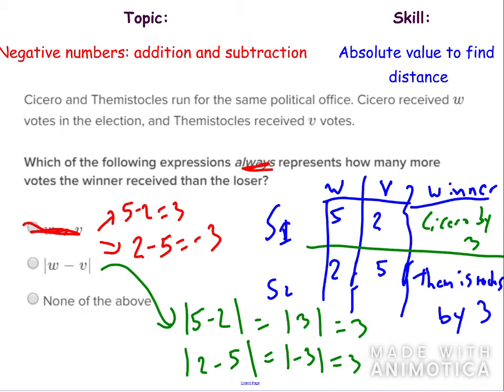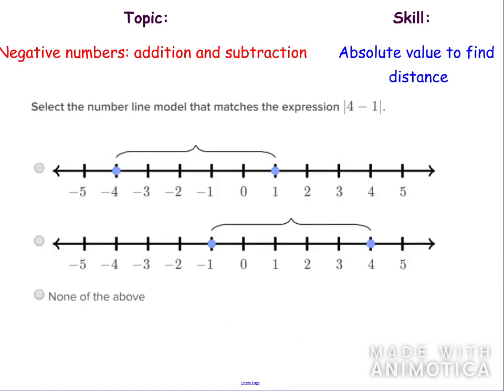So it turns out that no matter if W is the bigger number or if V is the bigger number, when you put the absolute value symbol around this, when you subtract W minus V, you're always going to be told how many more votes the winner had. So this expression does work. Let's try the next one.